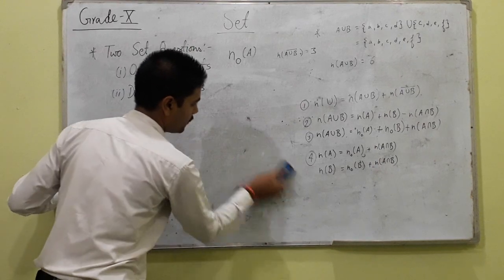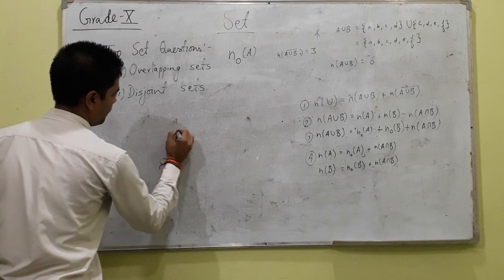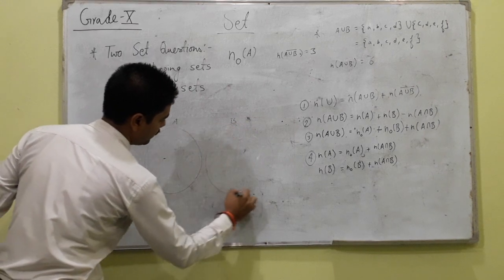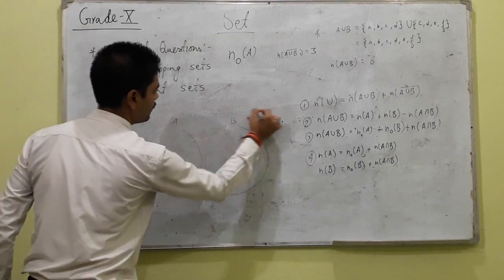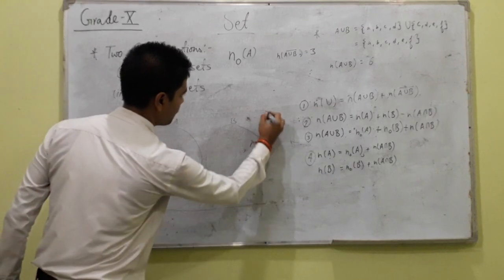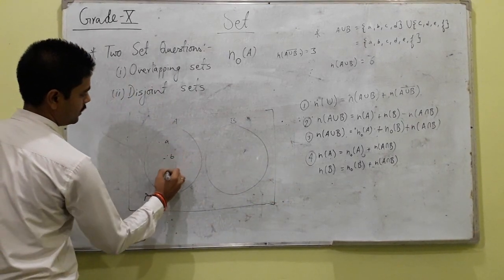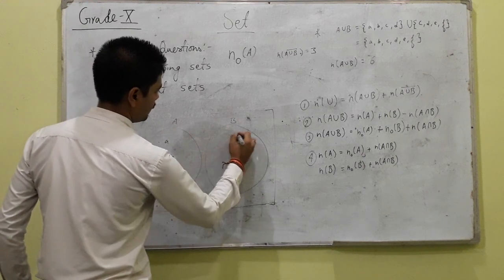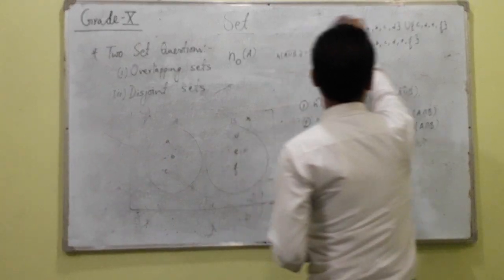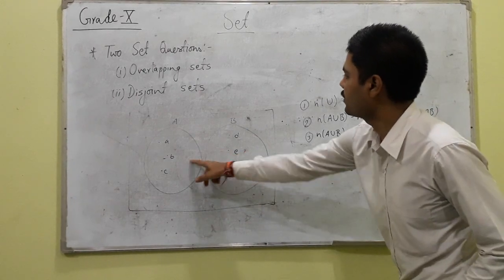After that, if you take disjoint sets, the meaning is the same. A is alone. There are no elements common in both A and B. So A, B, C, D, E, F. I've taken another example here. You can match with them, and now you can see there are no elements common between A and B.